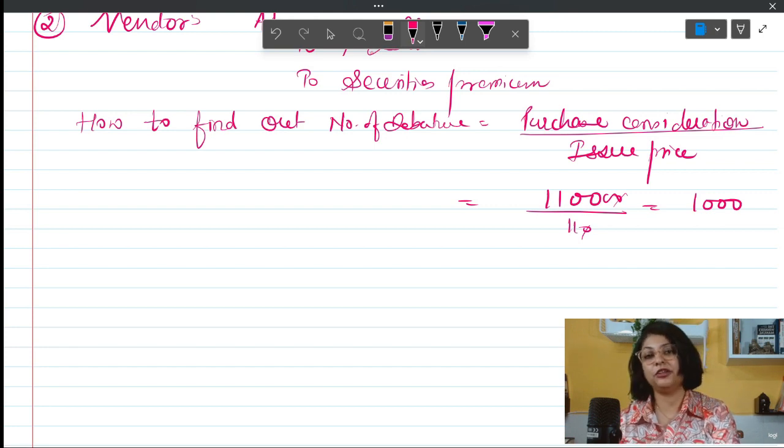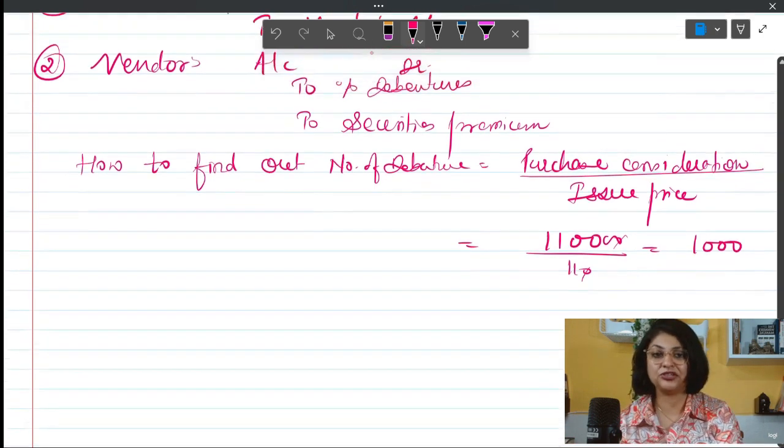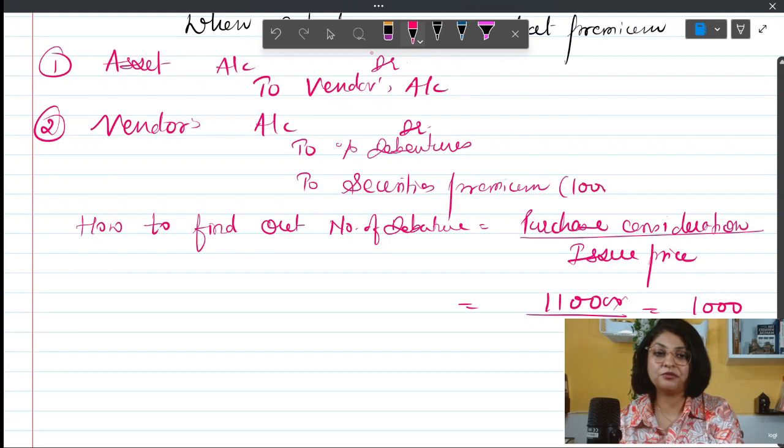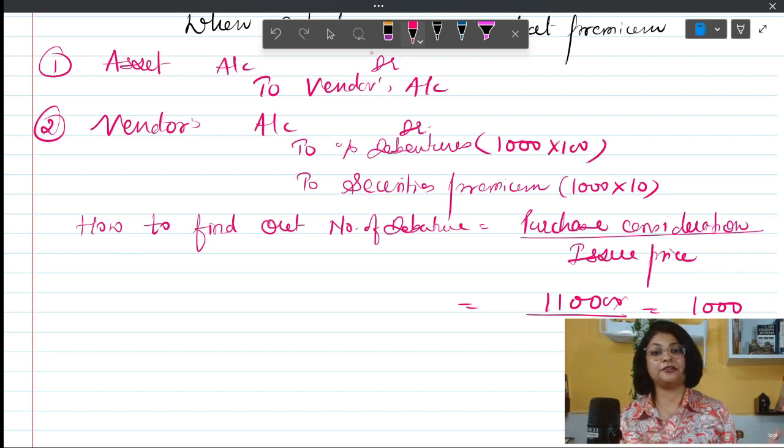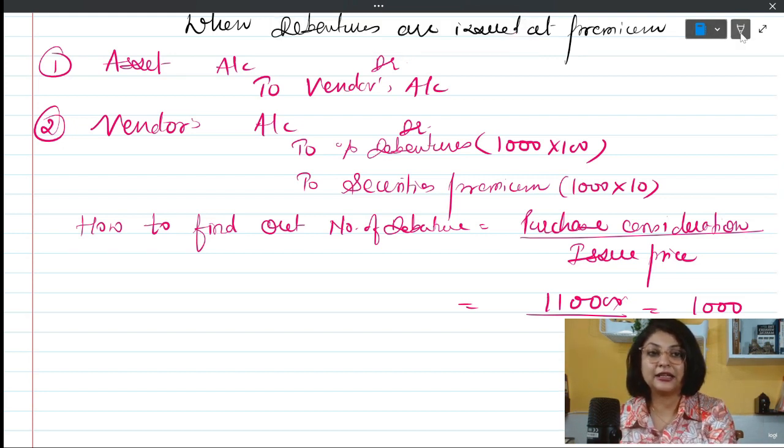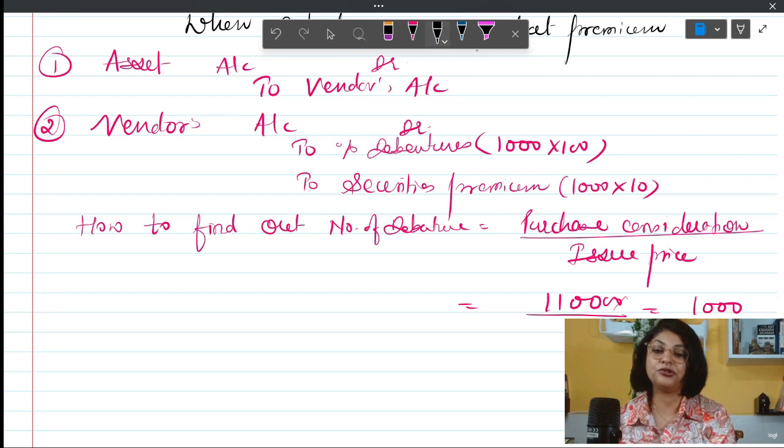This way you will have to find out the number of debentures, and then here you are going to multiply 1,000 multiplied by 10, and here you are going to multiply 1,000 multiplied by 100 and write down the amount. So this way you will pass the entries for issue of debenture for consideration other than cash when you are buying an asset and you are issuing the debenture at premium.